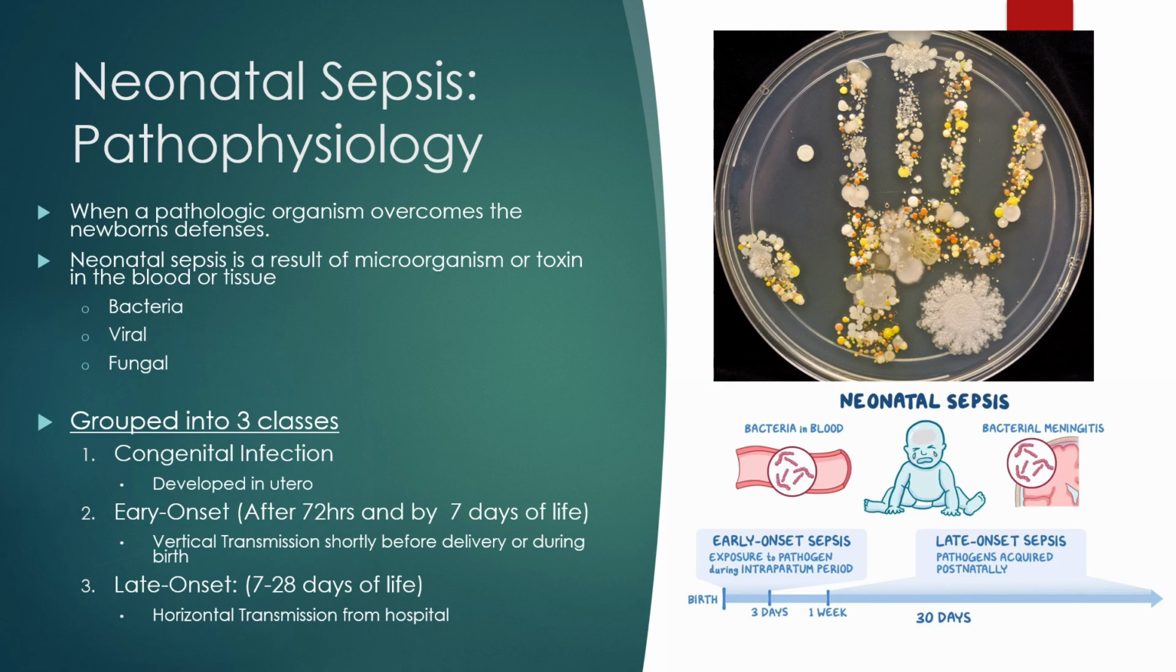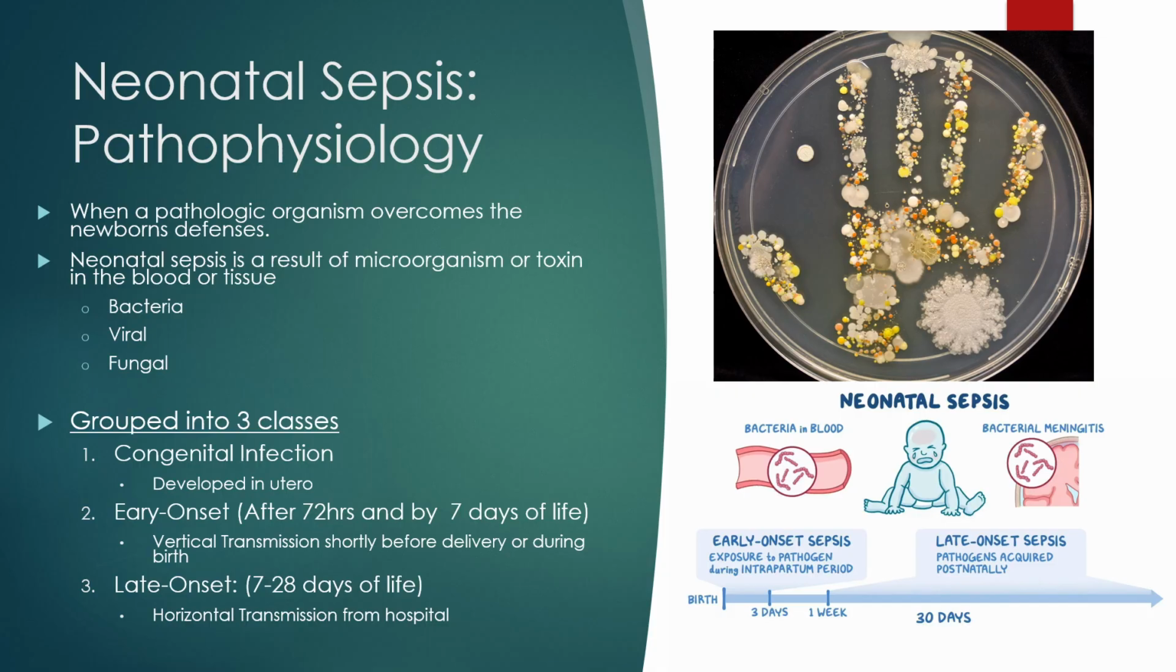So how does neonatal sepsis occur? Well, a bacteria, virus, fungus, or other toxin overcomes the newborn's defenses and causes an infection in the blood or tissue. Newborn infections are grouped into 3 different classes. First, if the baby is born and shows signs of infection within the first 3 days, it is considered a congenital infection. What might cause a congenital sepsis infection? Do you remember Module 5 when we talked about torch infections? Maternal infections in pregnancy can be significant to the baby even after delivery.